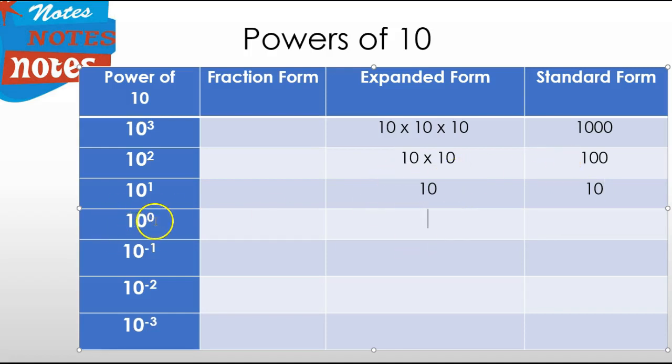The next one, notice I have a 0. I have 0 10s. So it's just 1 because I'm not moving the decimal at all.